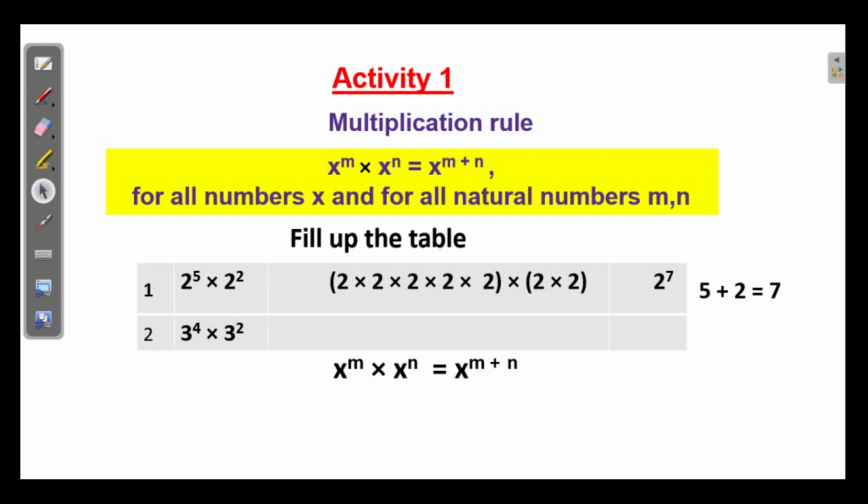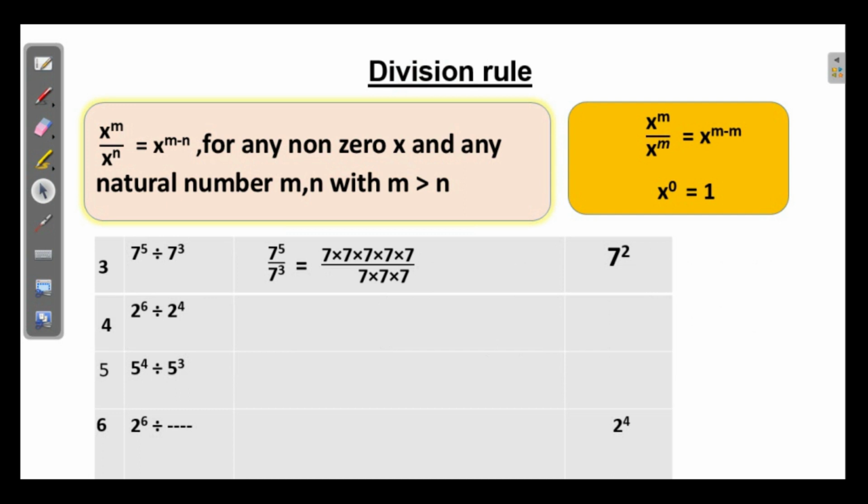3 raised to 4 into 3 square. Yes, it is 3 raised to 4 plus 2, which is equal to 3 raised to 6. That is 3 multiplied by 3, 4 times, into 3 multiplied by 3, 2 times, is equal to 6 threes here. So 3 power 6, 3 raised to 6. The next is the division rule.